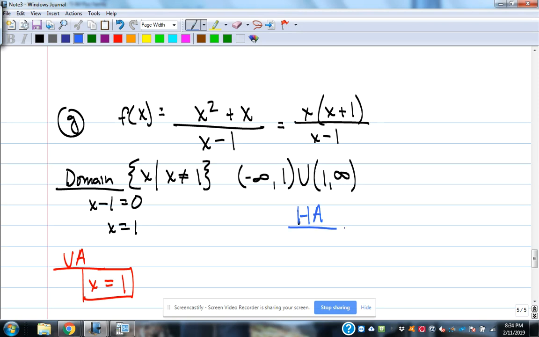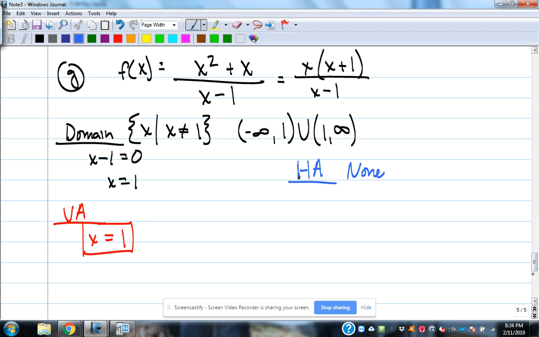So that means if there's an oblique, there can't be a horizontal. So horizontal is none. Oblique is right for this one because x squared over x, that's 1 more than the bottom. Now, the way that we find that oblique asymptote is we do long division for polynomials.